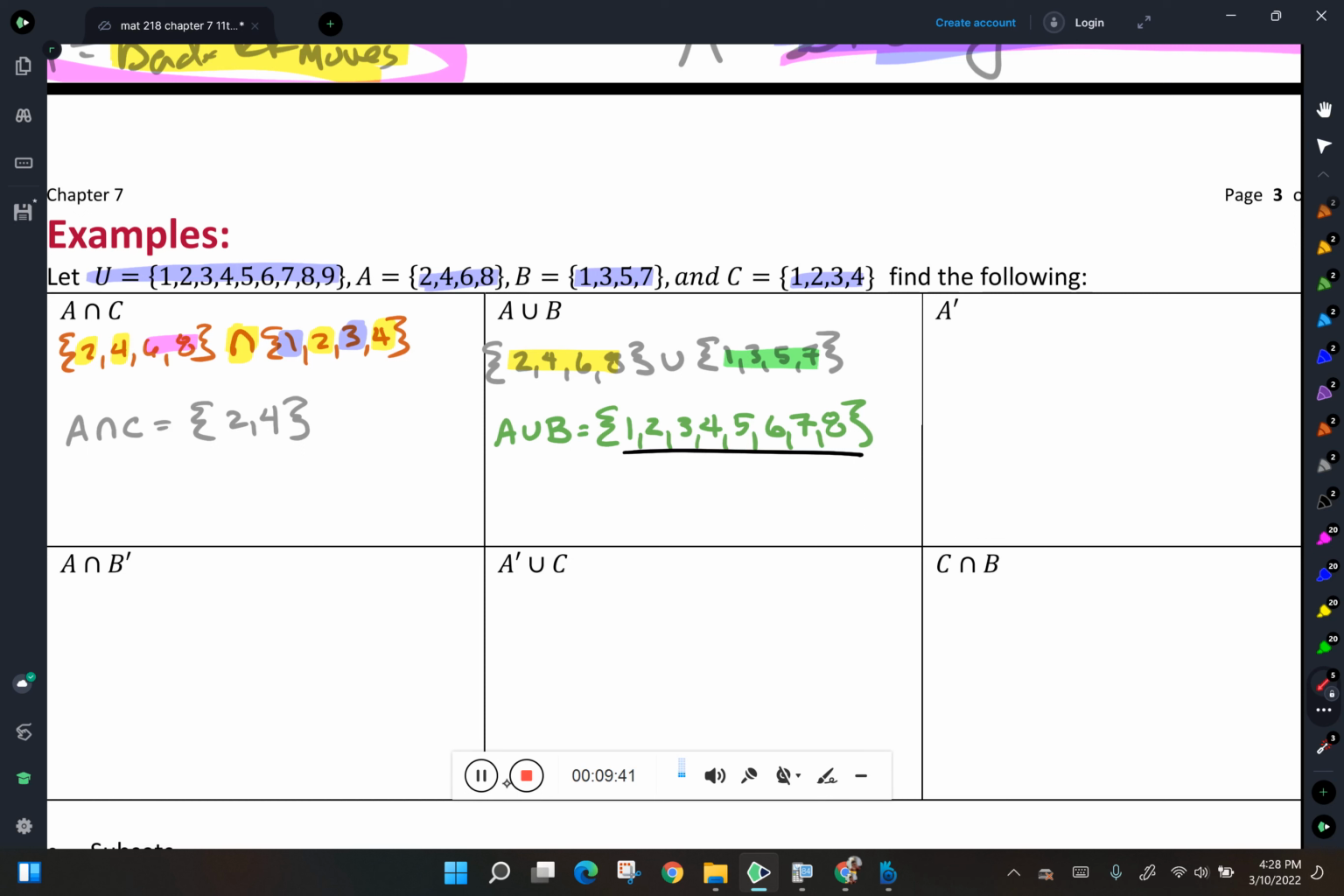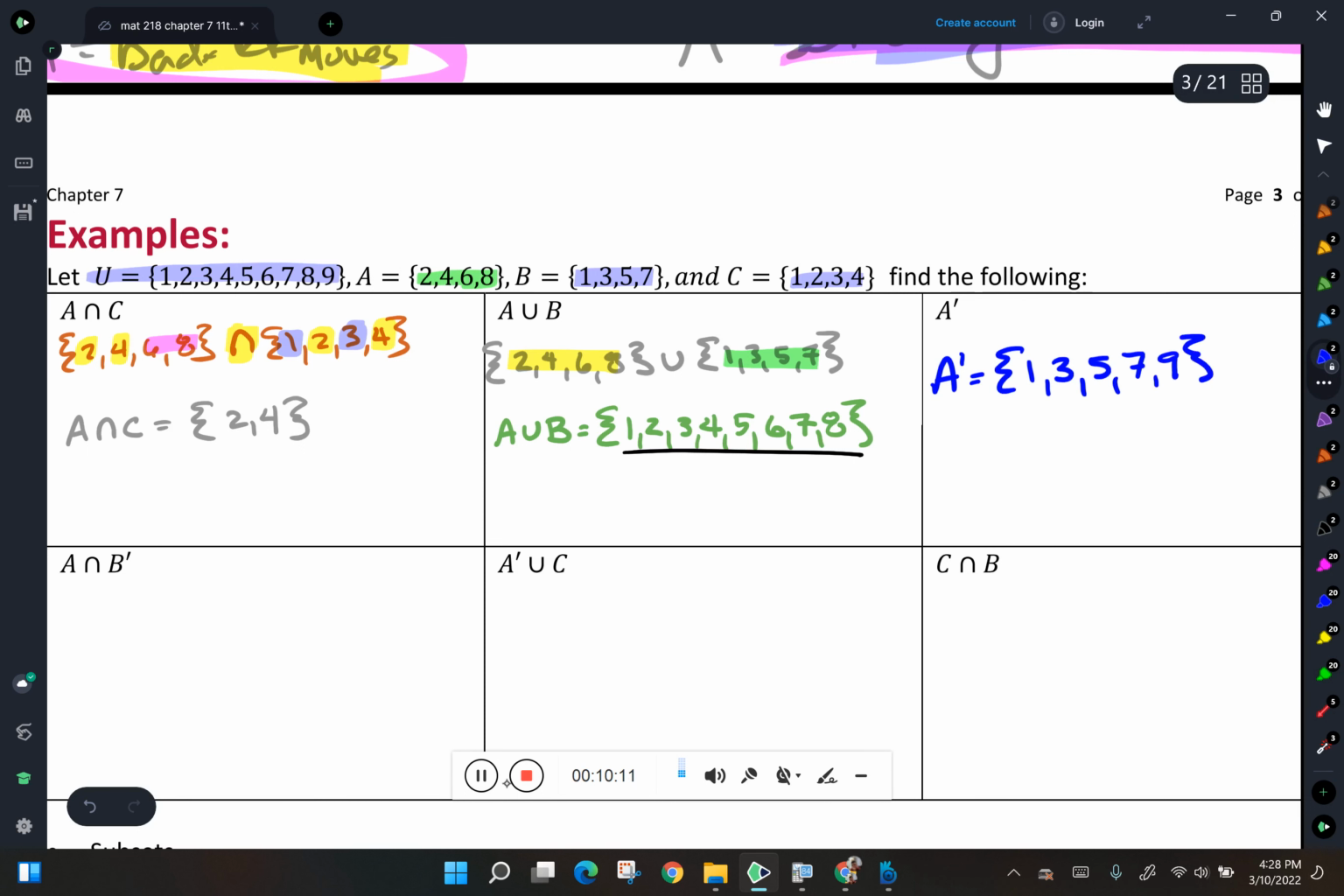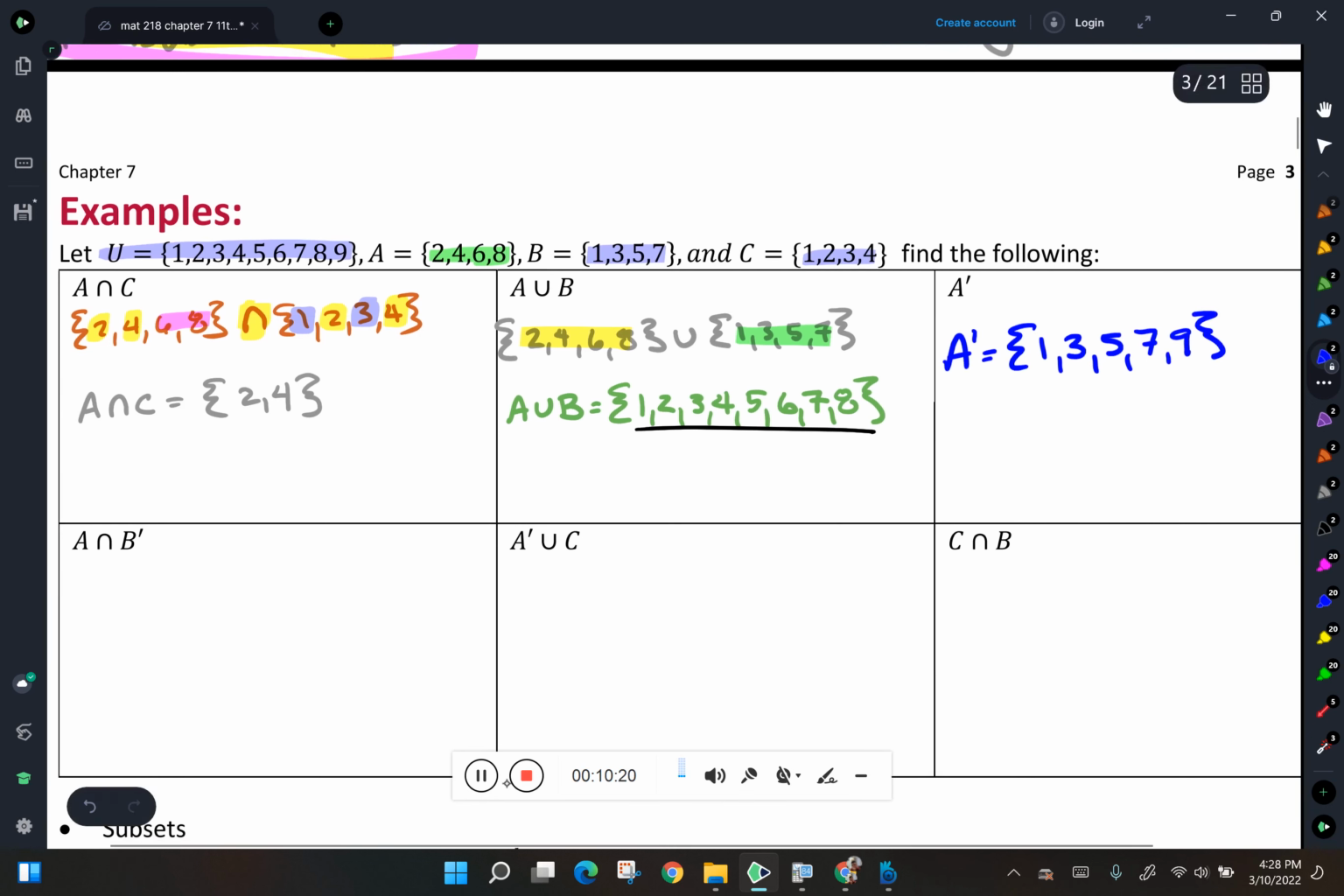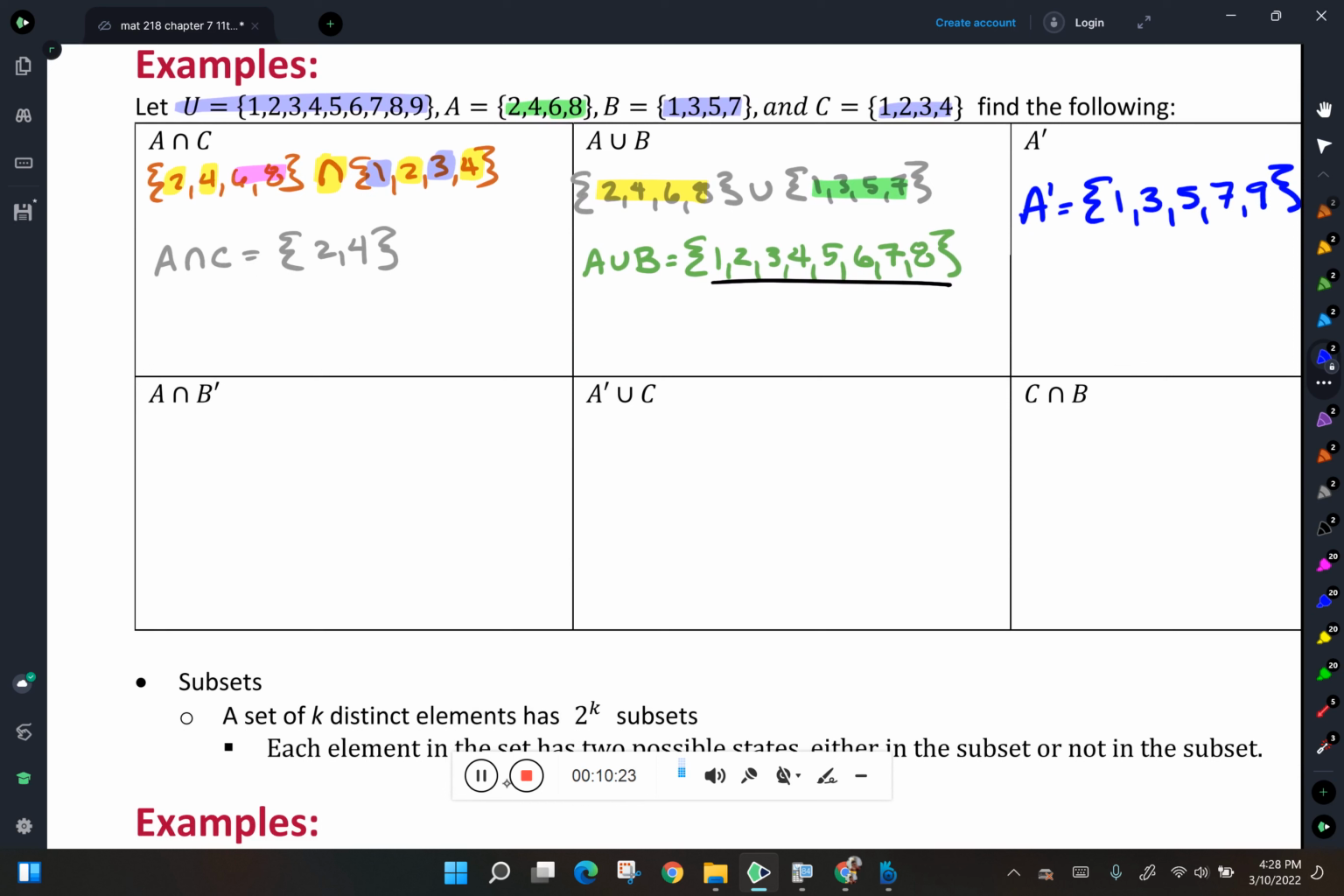All right, so here we go. A complement is all of the elements that are in the universe but not in A. Since A was 2, 4, 6, 8, the evens from our set, then A complement would just be the odds: 1, 3, 5, 7, and 9. It's everything in the universe, take away 2, 4, 6, 8. All right, more, because I know you want to do more.